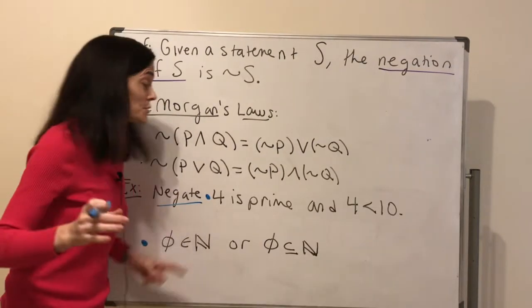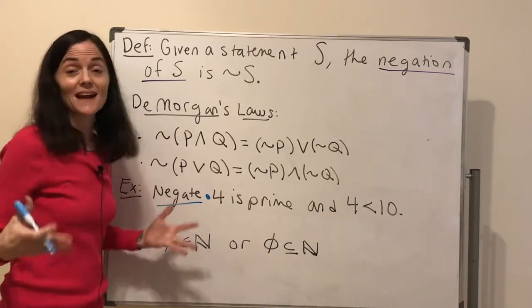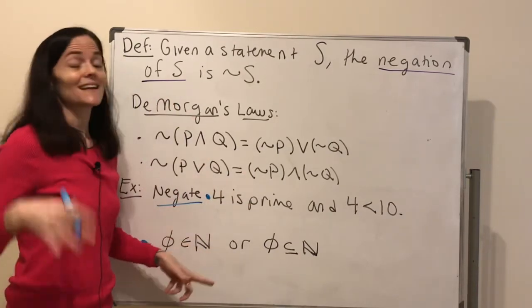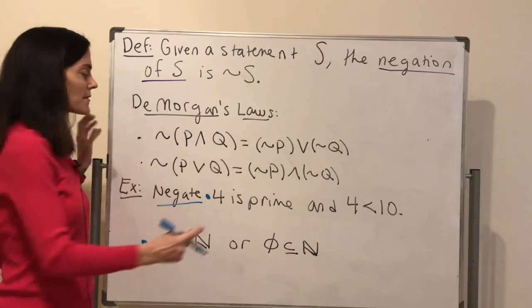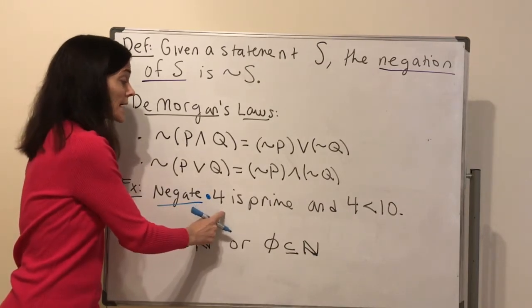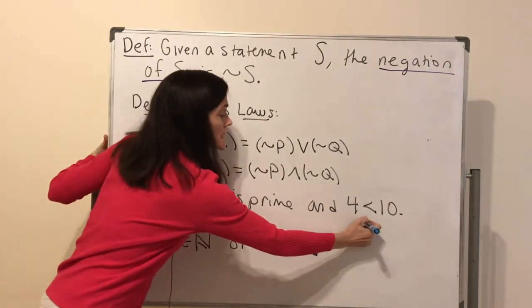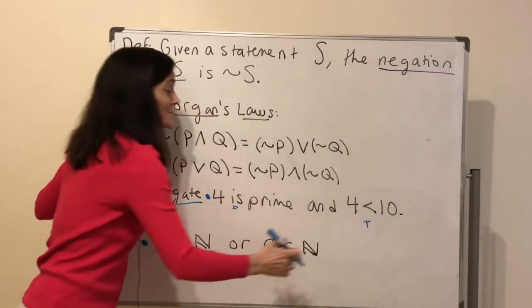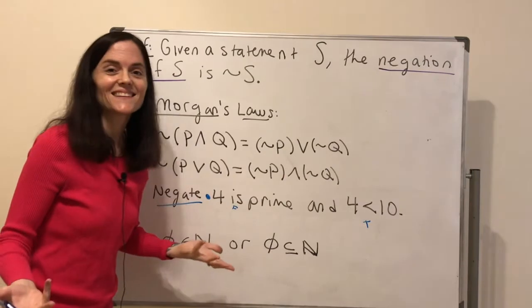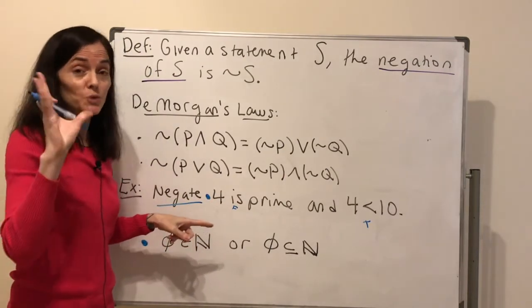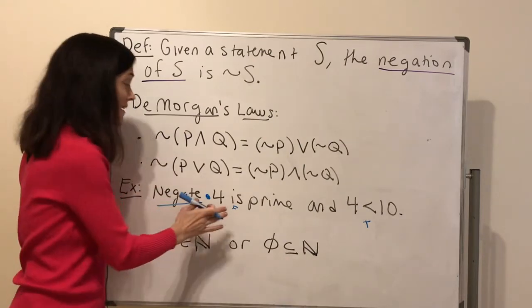Well, here are two examples to negate, just practicing De Morgan's laws. The first is an and, the second is an or. And just thinking about this, 4 is prime, this one is false. 4 is less than 10 is true. When you have a false and a true and you and, this statement here is false. So when we negate, we will have a true statement, just as a comment.